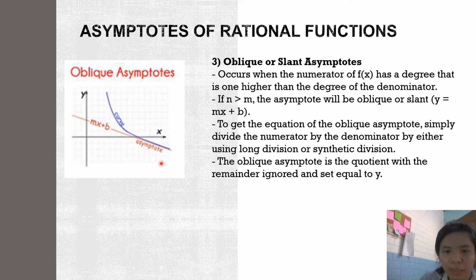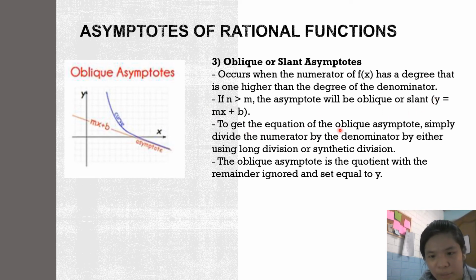And, yung n naman is greater than m, yun nga, wala na siyang horizontal asymptote nun kapag n is greater than m. Wala na siyang horizontal asymptote kasi oblique na siya. Oblique asymptote na siya. If n is greater than m, asymptote will be oblique or slant. Y is equal to mx plus b yung form no function natin.